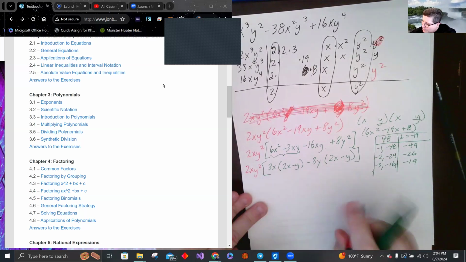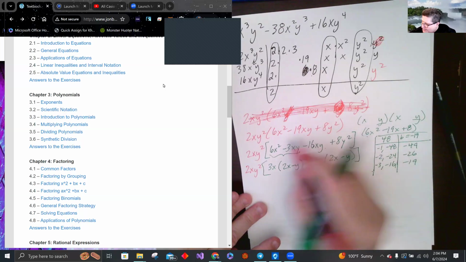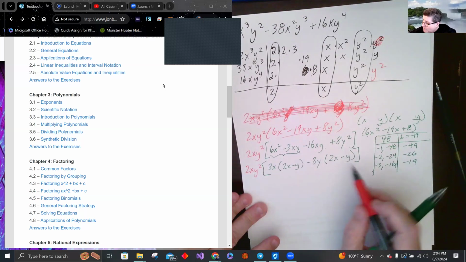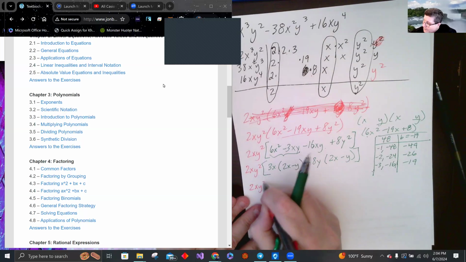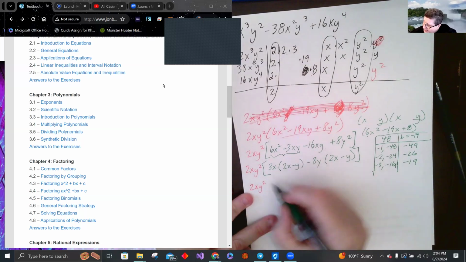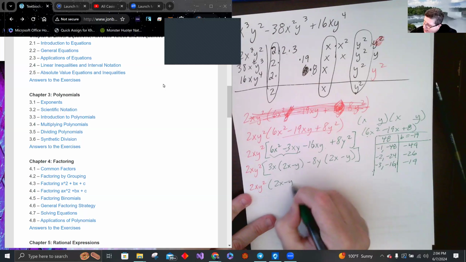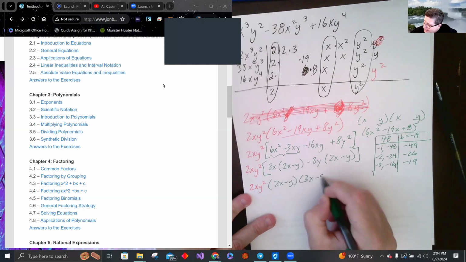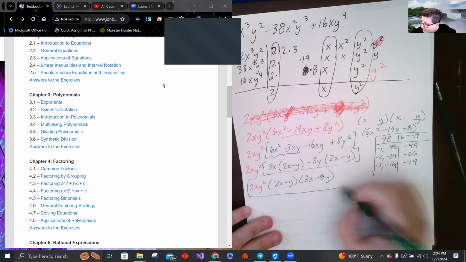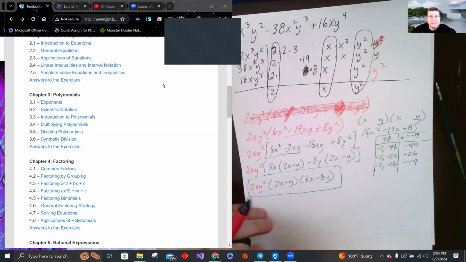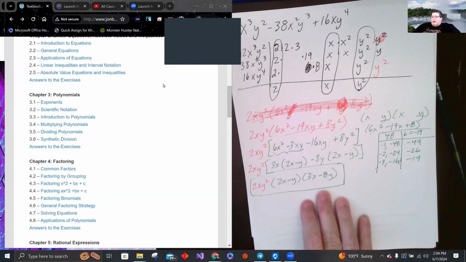If you need to, multiply this out and make sure we get back up to here. But I feel pretty good about my work. And finally, we got 2x minus y and 3x minus 8y. And that is our fully factored form. I don't know if I would like doing that by guess and check.